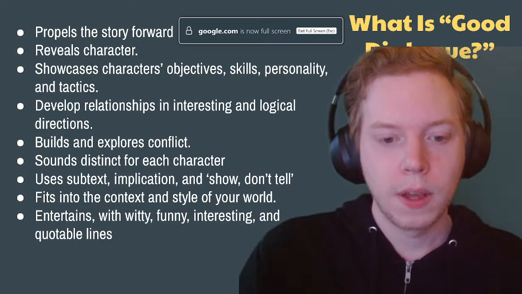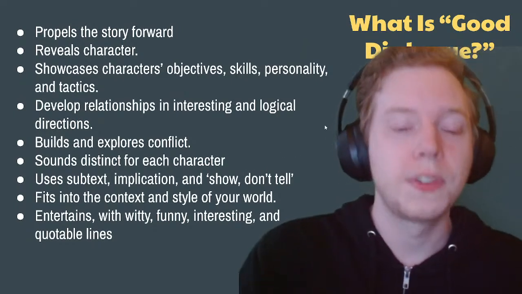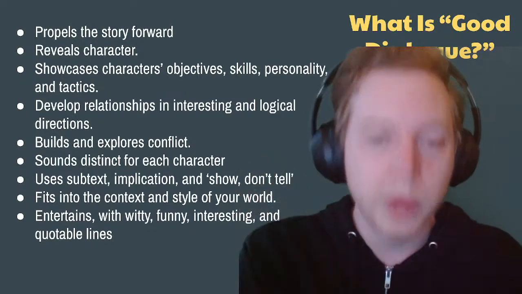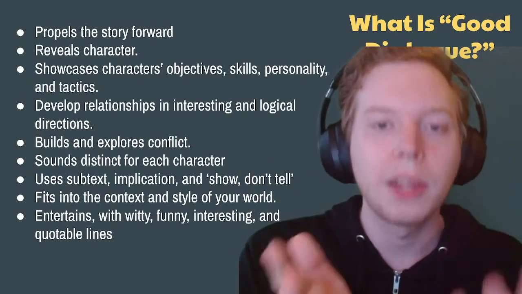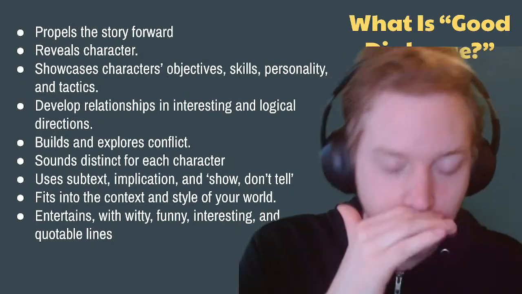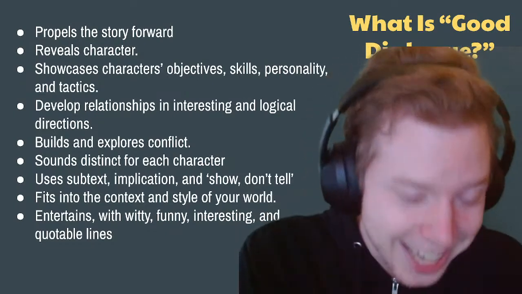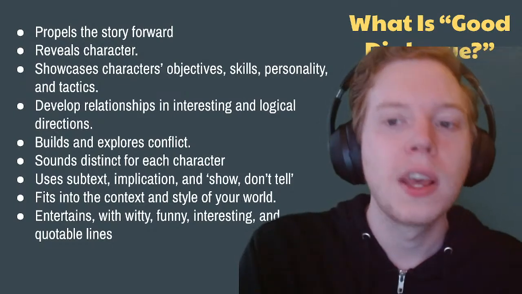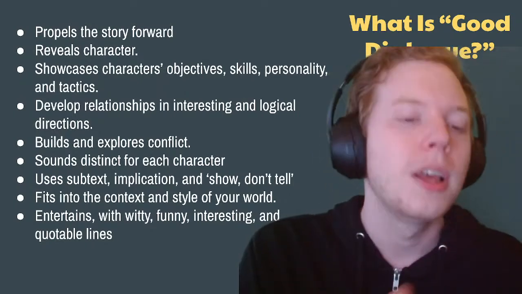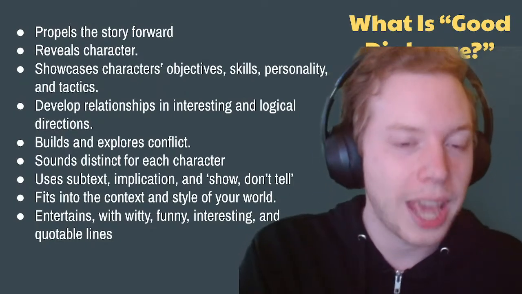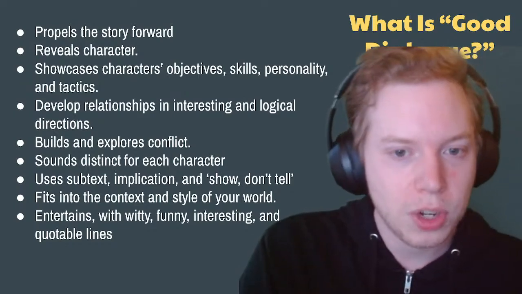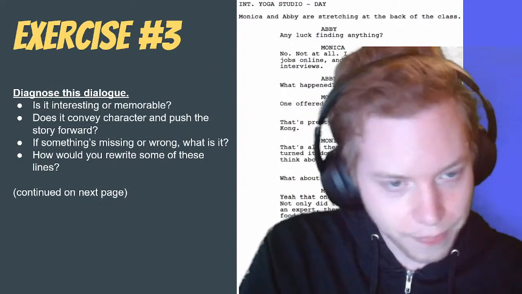Okay, so we've seen some interesting examples of ways to write out not only the words themselves, but the things in between the words. Ways to show exactly, watch the characters changing tactics or changing as things are affecting them. They should be processing and reacting to these things in between the lines. And our dialogue should always be expressing and revealing that character, propelling the story forward, showcasing the character's objectives, skills, personality, and tactics, and developing these relationships in interesting and logical directions.